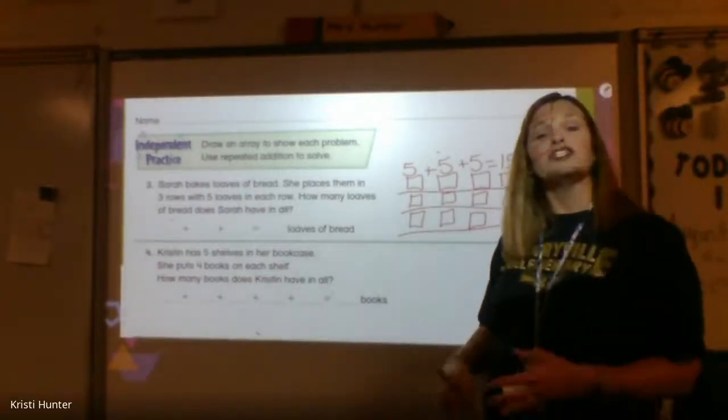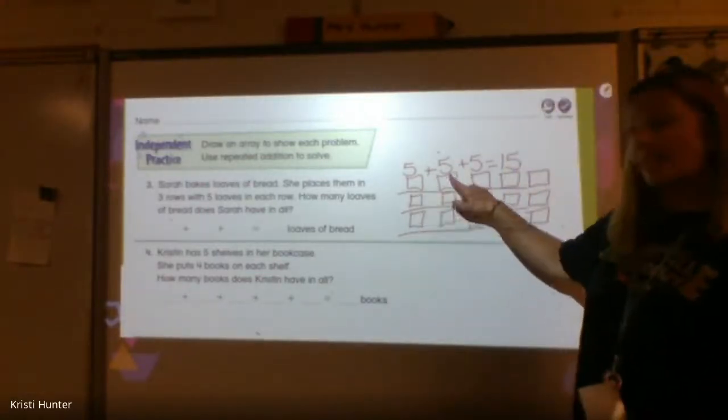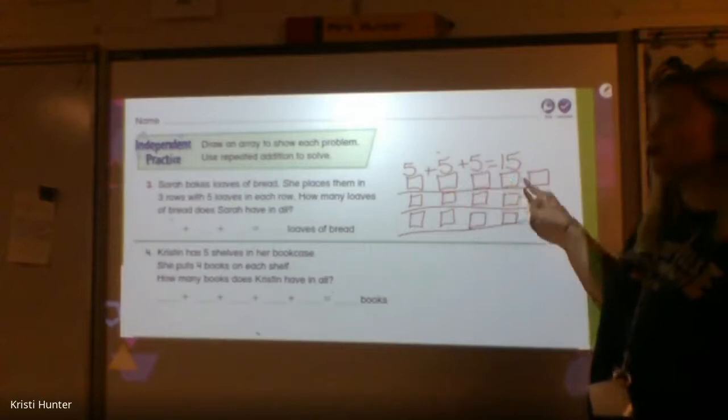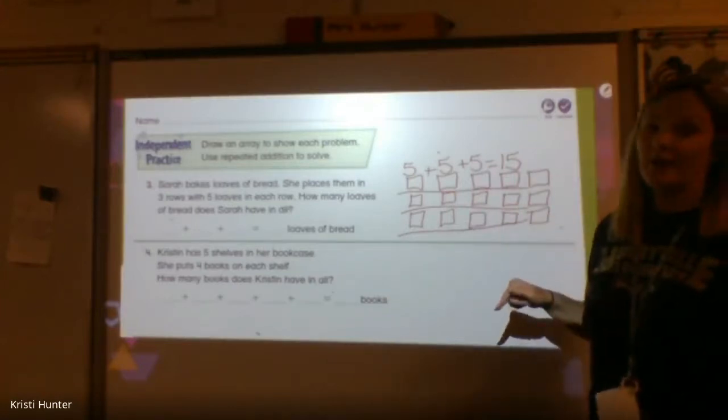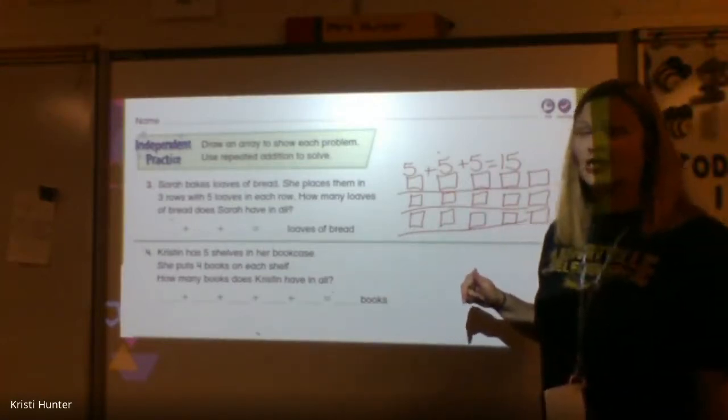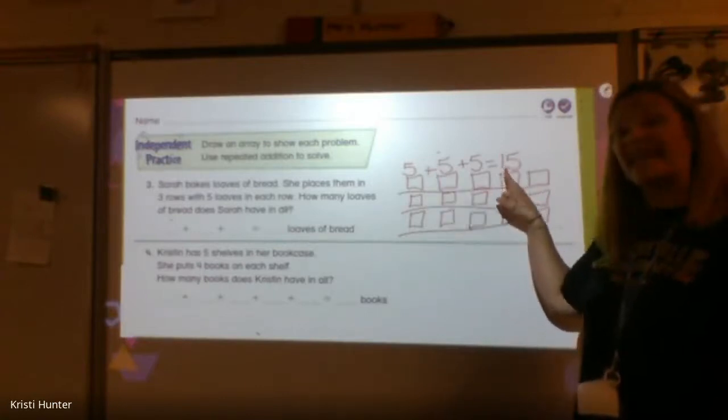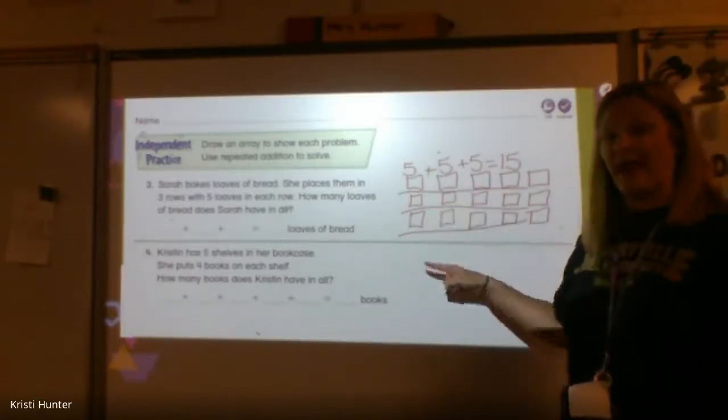Remember, you can always check your answer by counting up your loaves here, and you should get 15. Okay? That's a good way to check your equation and your problem to make sure they match.